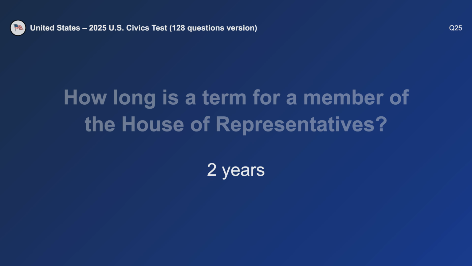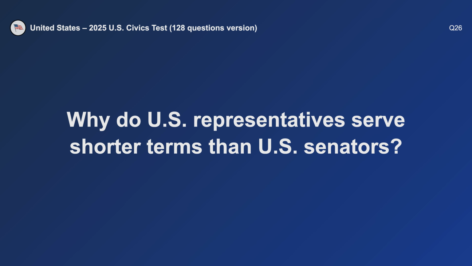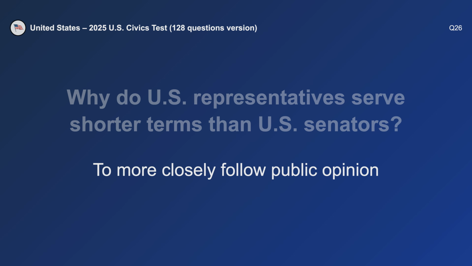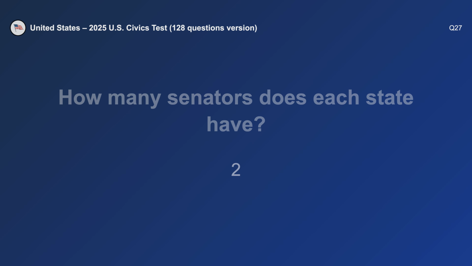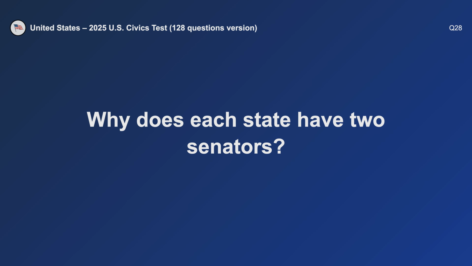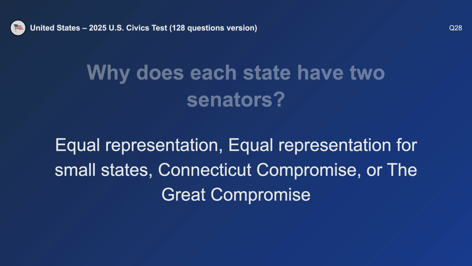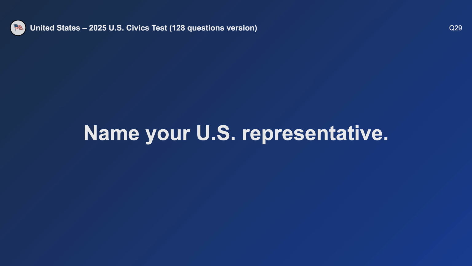2 years. Why do U.S. representatives serve shorter terms than U.S. senators? To more closely follow public opinion. How many senators does each state have? 2. Why does each state have 2 senators? Equal representation.